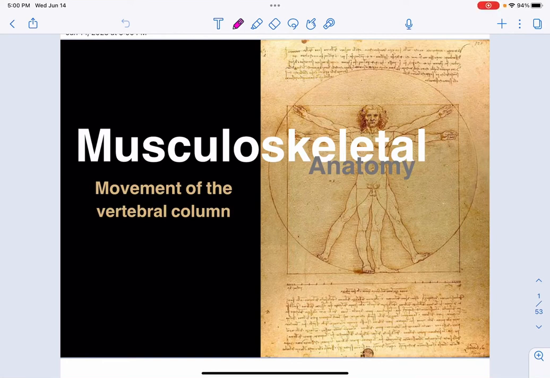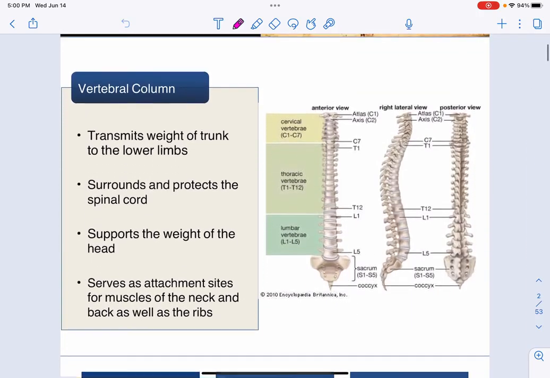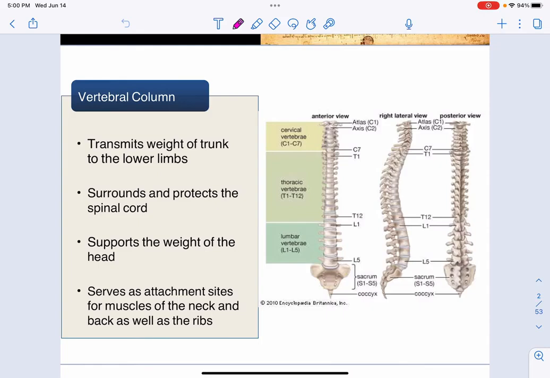Today's lecture is going to be on the vertebral column and the muscles associated with the abdominal region. Let me first start by giving you a little bit of an introduction on the vertebral column and its functions. The vertebral column, one of the functions, is to transmit the weight of the trunk to the lower limbs.